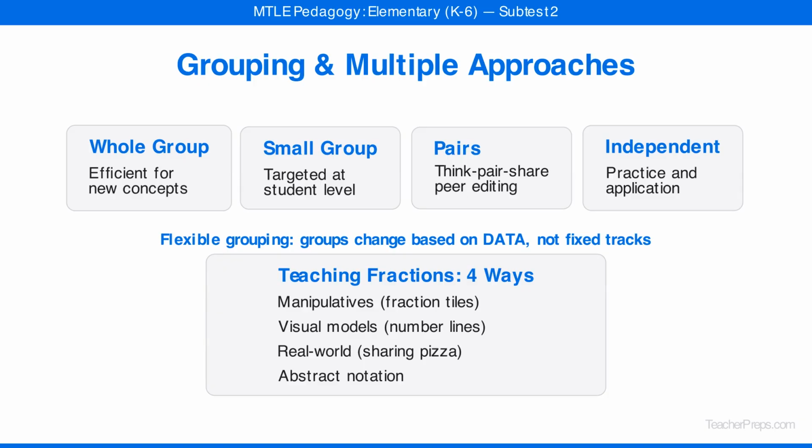For engagement, use active learning, choice boards, gamification with academic content, real-world connections, and movement activities like gallery walks and station rotations. Remember 3 types of engagement. Behavioral engagement means being on task. Cognitive engagement means thinking deeply. And emotional engagement means feeling interested and connected.